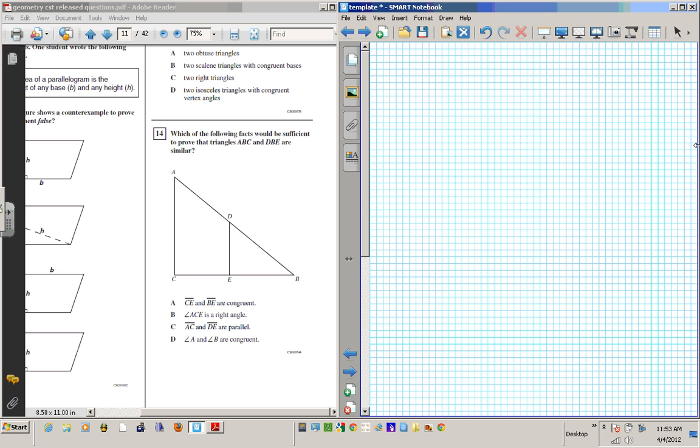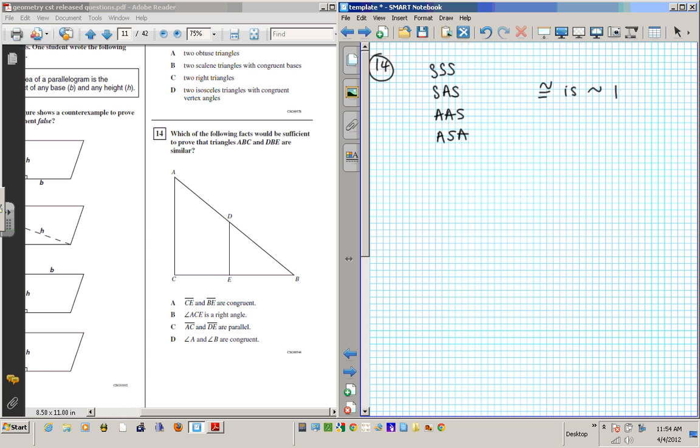So question 14, let's go over the rules for congruency again. All the rules for congruency: SSS, corresponding sides in proportion; SAS, corresponding sides in proportion and angles are congruent; AAS; what else? ASA.